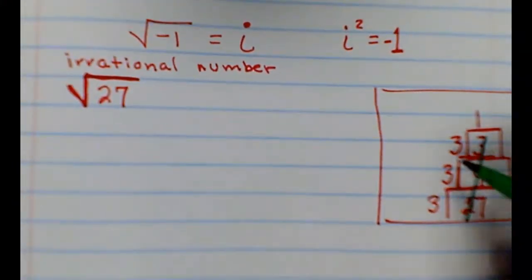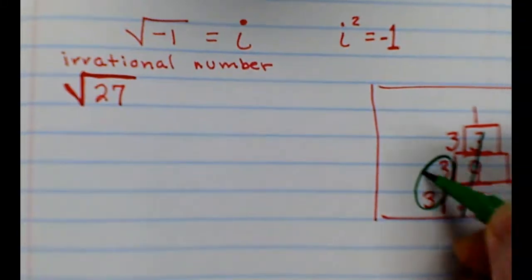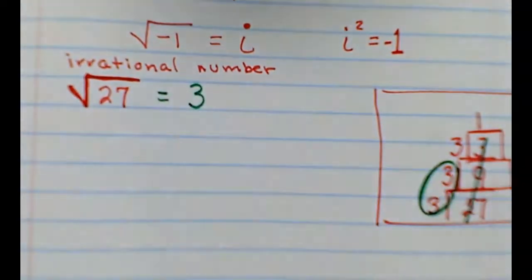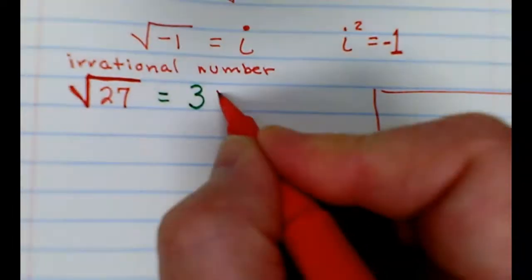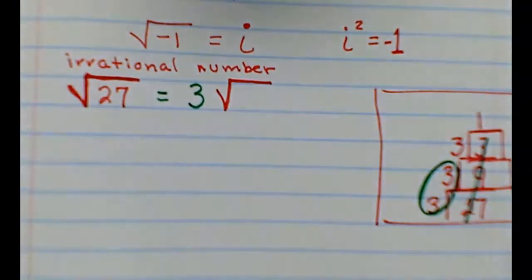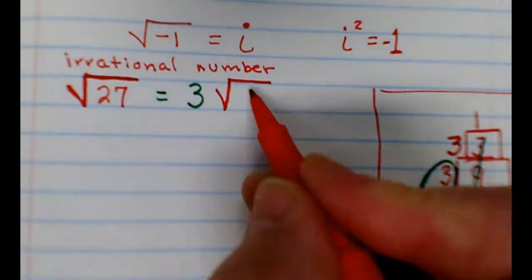These got divided away. Do you see a pair of 3s? The pairs get to come outside of the radical sign. This symbol is just the radical sign. That's another name for square root. And what's left over? This 3 right there is left over.